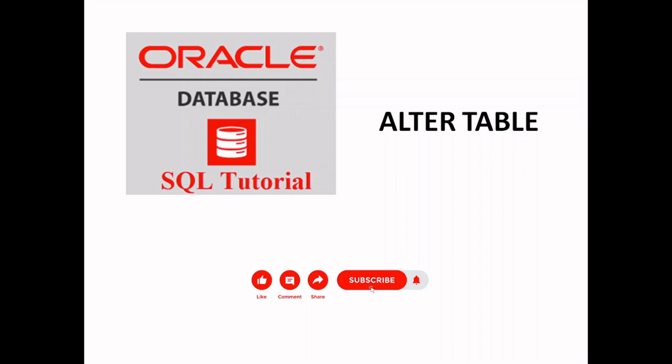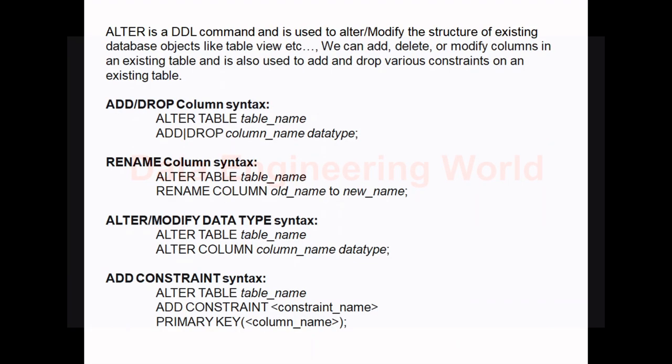Today we are going to discuss one of the DDL commands, alter. As I mentioned earlier, alter is a DDL command which is used to alter or modify the structure of the existing database objects. When I say database objects, they may be tables, views, sequences, etc.